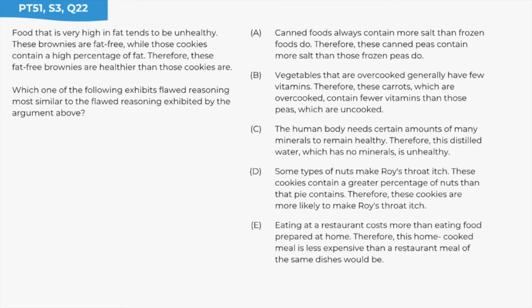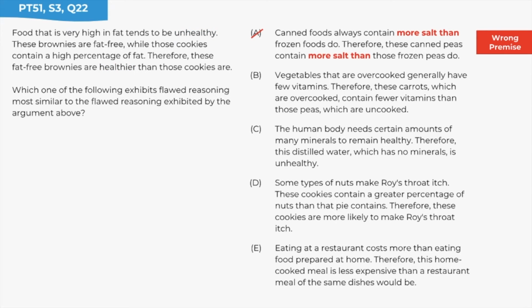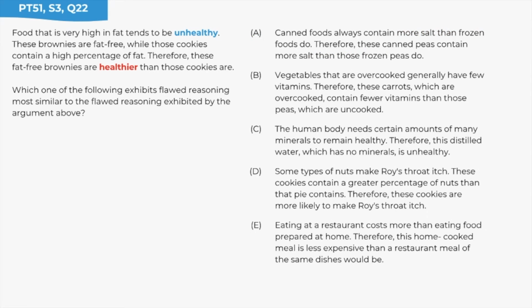They're giving us a relative comparison in the conclusion, while they're giving us a statement of fact in the evidence, and that might be something that we can use to help figure out which one of these answer choices most closely parallels the flaw. If we look at answer choice A, it says that canned foods always contain more salt than frozen foods do. So there's a relative comparison in the premise. That's a red flag. Let's get rid of it.